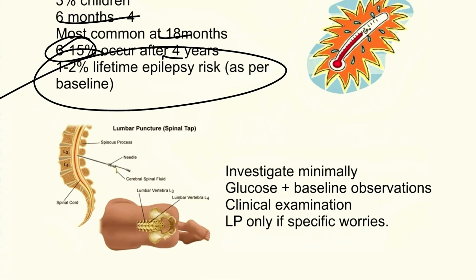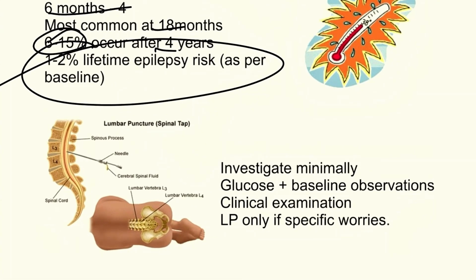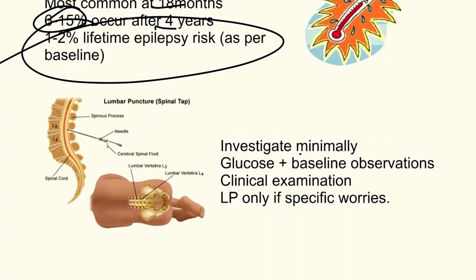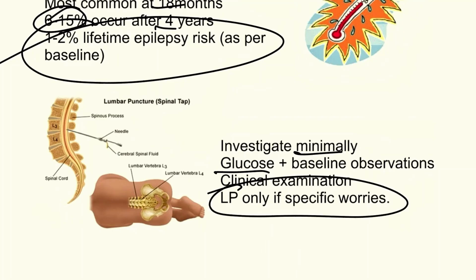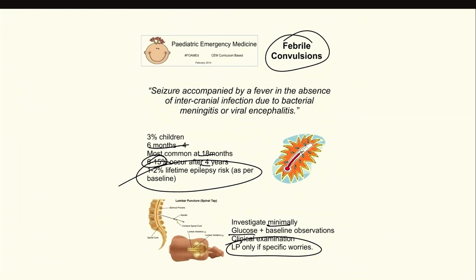So with these young kids with febrile seizures, you don't really have to investigate much. Check your glucose, do your observations. Lumbar puncture only if you have specific worries that they're septic, and that's why they have the seizures and the fever. If you suspect they have meningitis or something going on with the CNS, then you would do a lumbar puncture. But normally you don't do them.